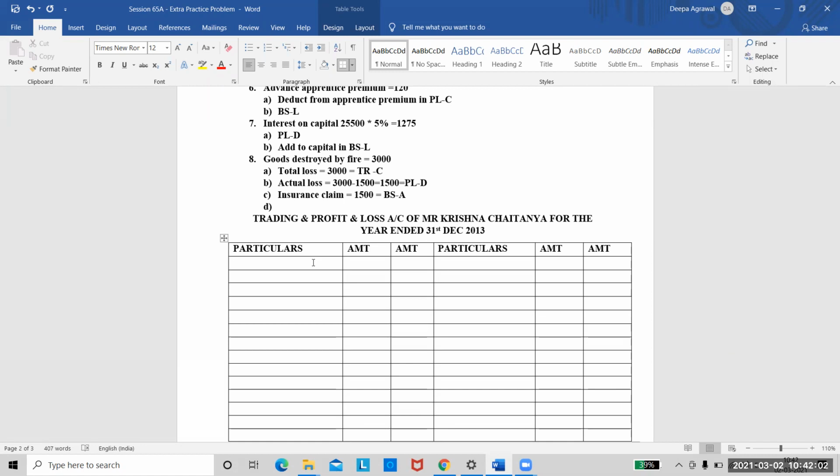Yes, so we know what the first 4 entries in trading account are, right? Opening stock and purchases on the debit side, closing stock and sales on the credit side. First, we'll take these 4 entries. Then we will go to the remaining entries from the trial balance. So quickly tell me the amounts. First entry, opening stock.